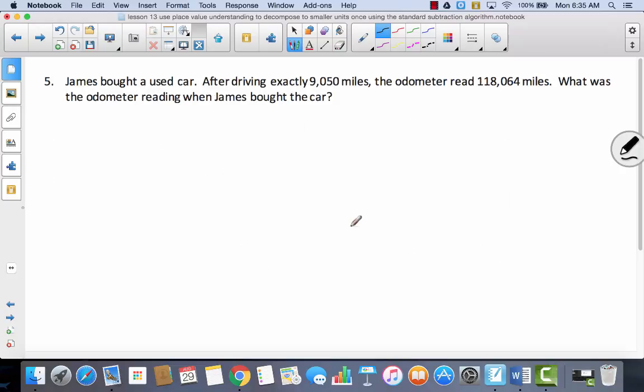All right, so let's take a look at problem number 5. Now, I'd like for you to try to read this problem and see if you can do the RDW process all by yourself. If you get stuck, you can always press play, and I will walk you through it, but try to do as much of it as you can by yourself.